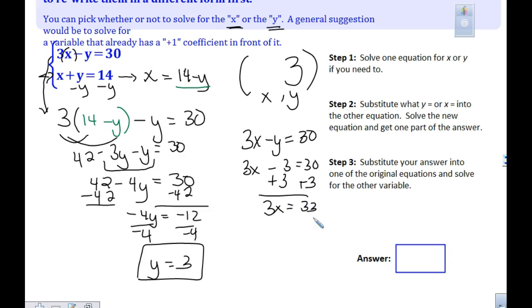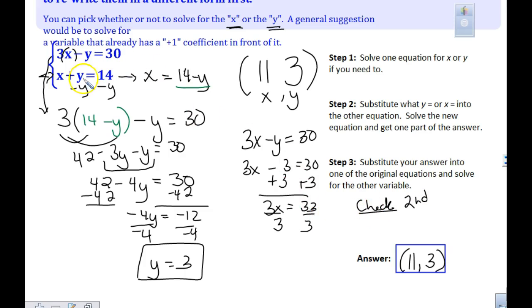And if I'm solving, I'm going to divide both sides by 3 and get 11. So my answer was 11, 3. My x is 11. My y is 3. I'm going to check it. Which equation do I have to check it in? The second equation. Why? Because I used the first one.